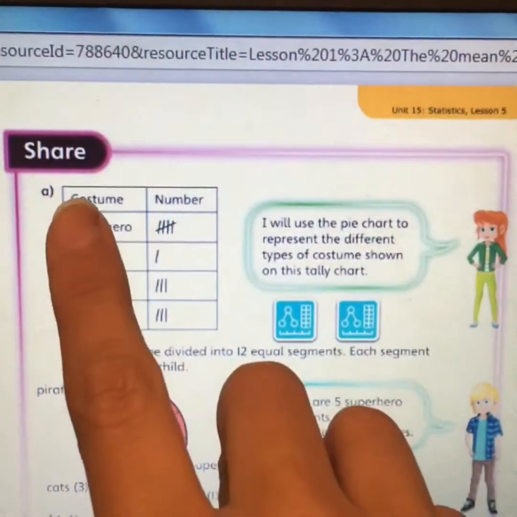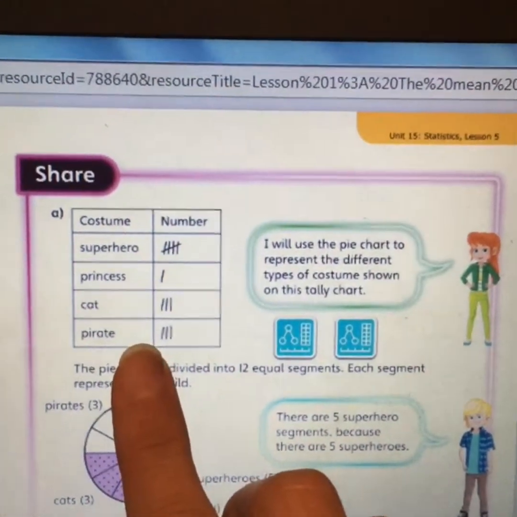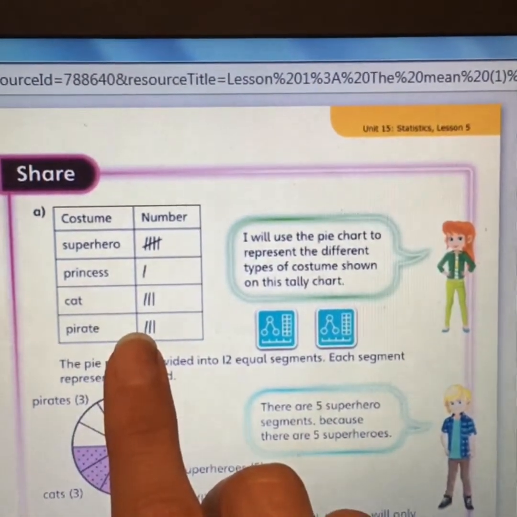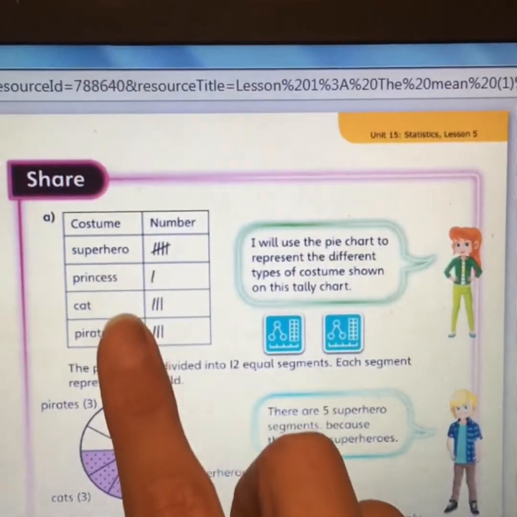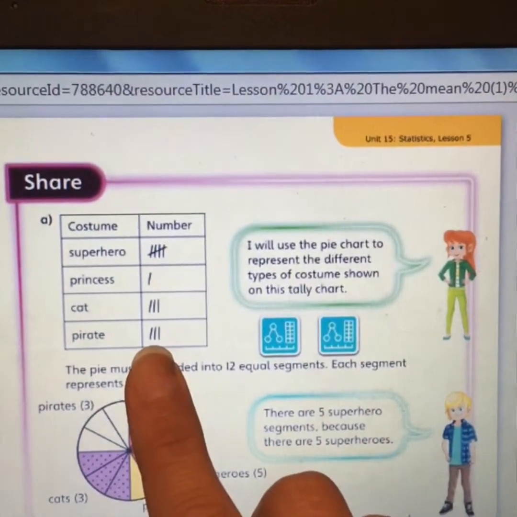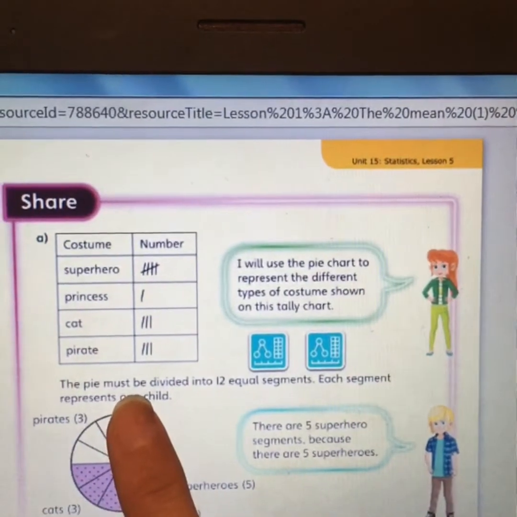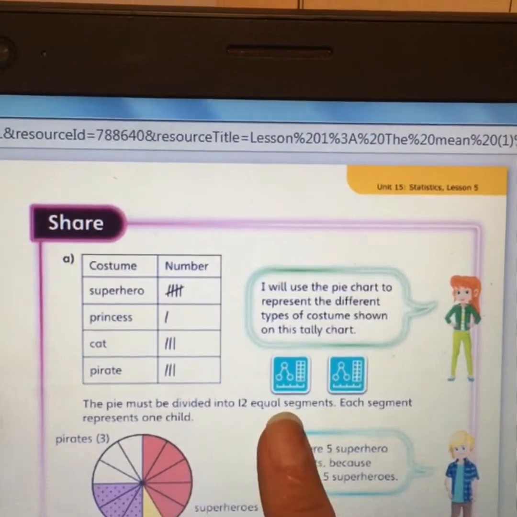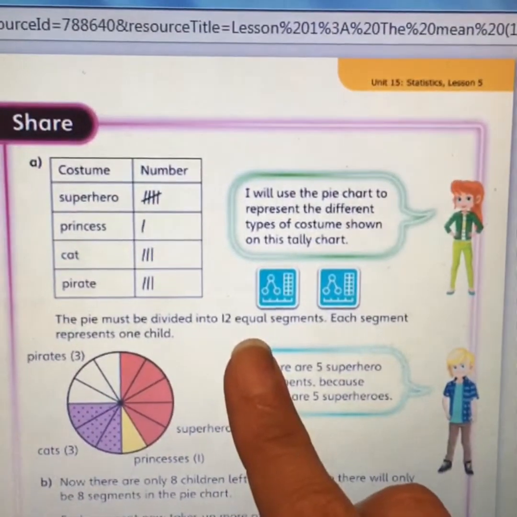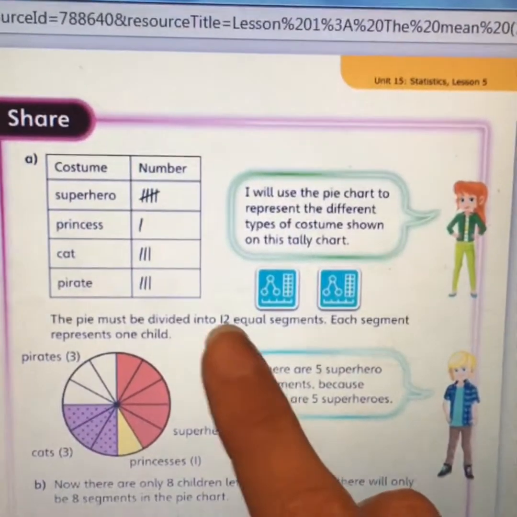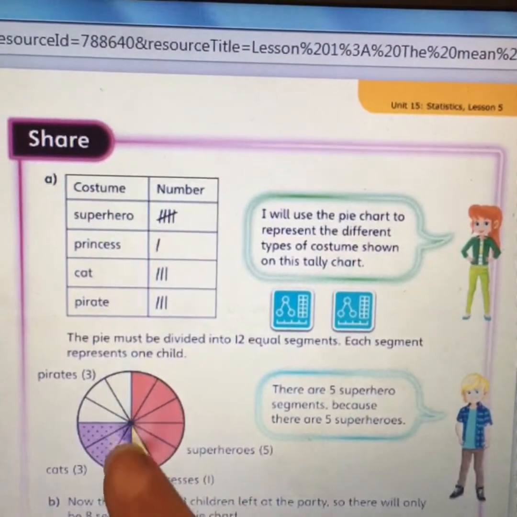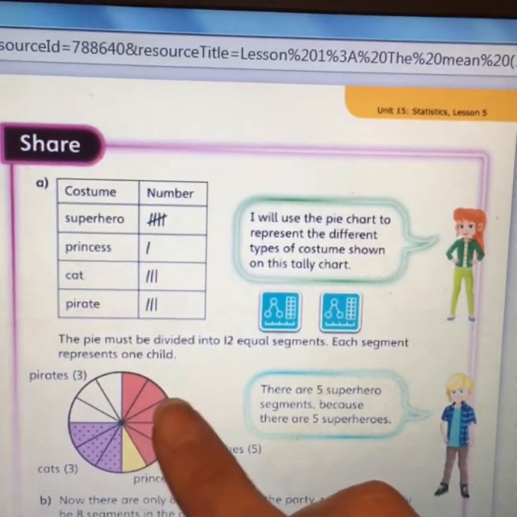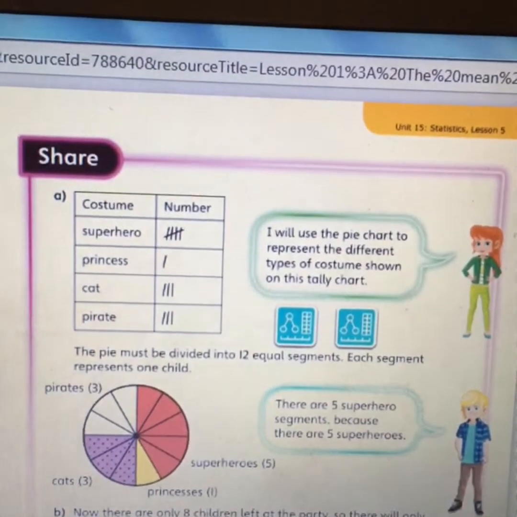So first of all, we need to make sure we've got some kind of tally chart that shows how many of each there were. So there were 5 superheroes, 1 princess, 3 cats, and 3 pirates. First of all, let's find out how many people were at this party altogether. What was the whole? So there were 12 children, which means the pie must be divided into 12 equal segments, 12 equal parts, and each part represents a child. So if I was you, I'd have drawn my circle, I'd have cut it into 4 straight away into quarters, and then I'd have cut each quarter into 3 parts. So altogether we've got 12 parts, and then it's a case of just colouring them in.